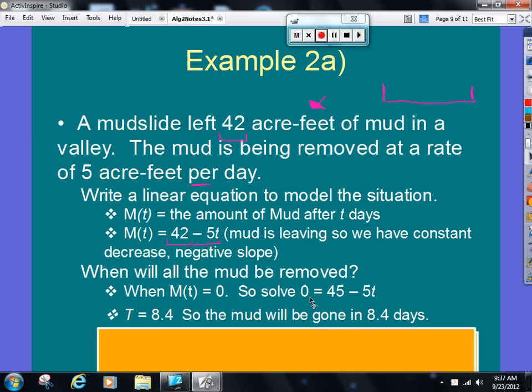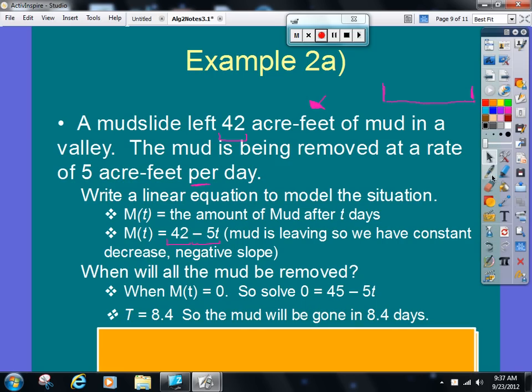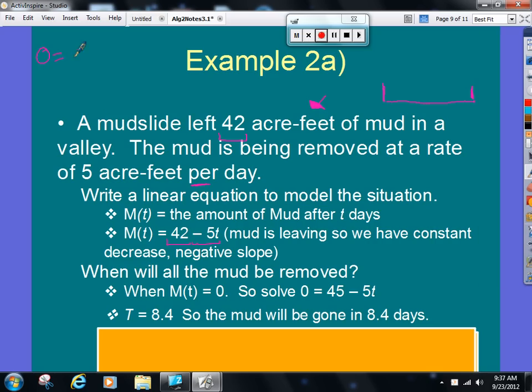Okay, so I have 0 equals 42 minus 5t. I'm confident you guys know how to do this, but I'm going to go ahead and write it up here anyway. 0 equals 42 minus 5t. Subtract 42. Negative 42. Don't lose your negative sign here. Divide by negative 5. Divide by negative 5. And you get 8.4. So the mud will be gone in 8.4 days. We know it was days because that was the rate they were talking about.